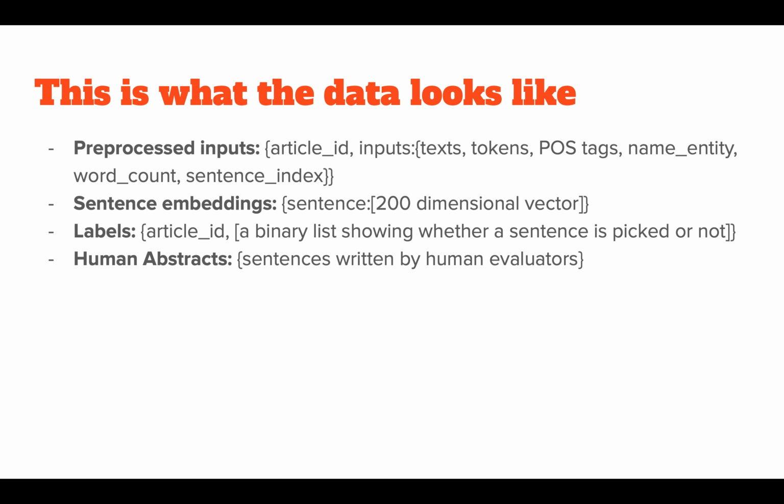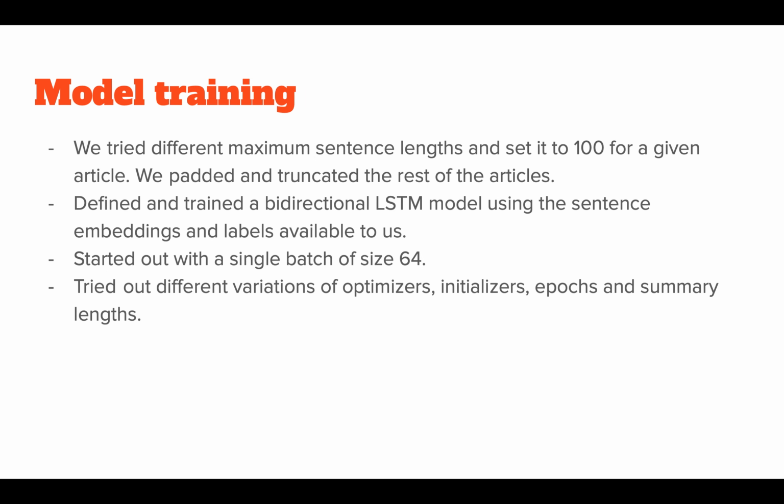So this is what the data looks like. The pre-processed inputs, the article ID inputs, are a list of texts, tokens, part of speech tags, named entities, word count, and sentence indexes. The sentence embeddings are 200 dimensional vectors. The labels have an article ID and a binary list showing whether a sentence is picked or not, and human abstracts, which are sentences written by human evaluators.